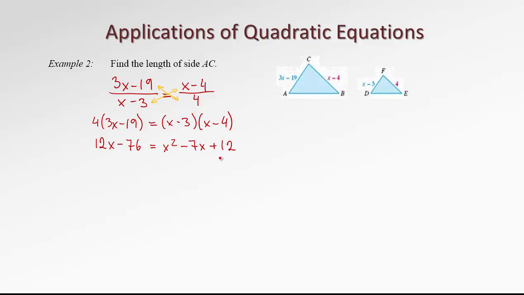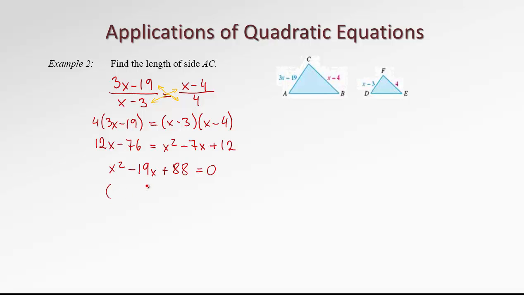Let's bring everything to one side, starting with the highest exponent. So we have x squared, and then 12x goes to the right, so it's negative 12 and negative 7. That gives us negative 19x. And finally, 12 plus 76 gives us plus 88 equals 0. And now we need to factor this quadratic trinomial. Let's see if we can guess the factors.